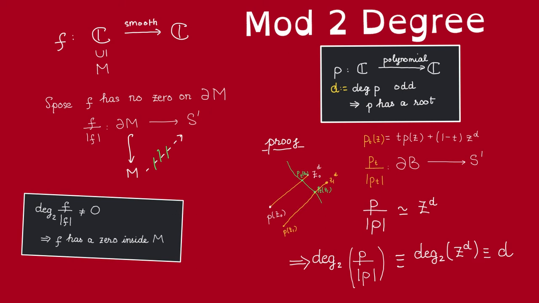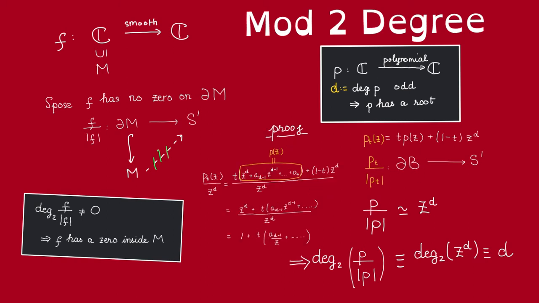Now the last question we need to answer is, how do we know we can find such a ball B? Well, the idea is that as z goes to infinity, this quotient gets close to 1. So if we take a ball with radius big enough, so that z is really big, then this quotient is not going to vanish. And in particular, this numerator, p_t, cannot vanish. Thus, for a large enough ball, these quotients define a family of maps from the boundary of B to S1. This gives a homotopy between this quotient and z to the d.